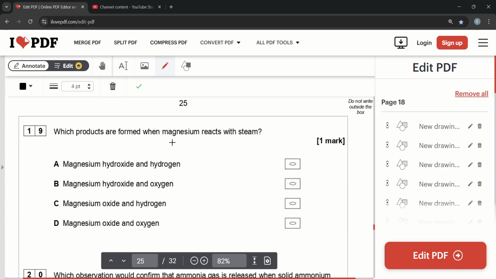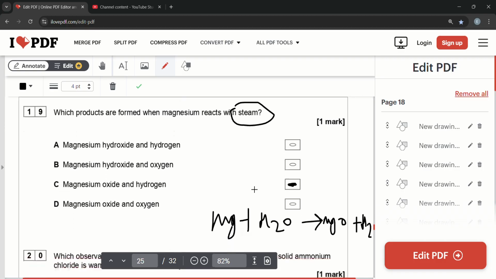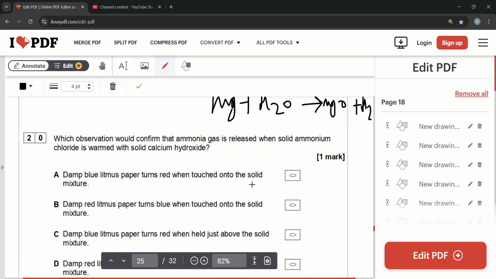Which products are formed when magnesium reacts with steam? Again, an equation you do need to learn off by heart. With steam, however, this one's a bit of a tricky one because there's 2: with liquid water and with steam. Well, with steam, we form magnesium oxide plus hydrogen, not magnesium hydroxide. Magnesium oxide plus hydrogen.